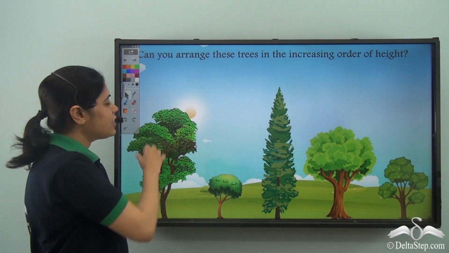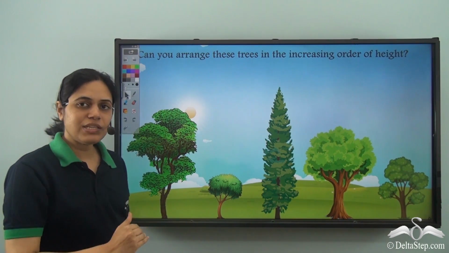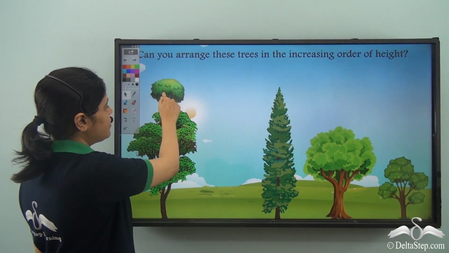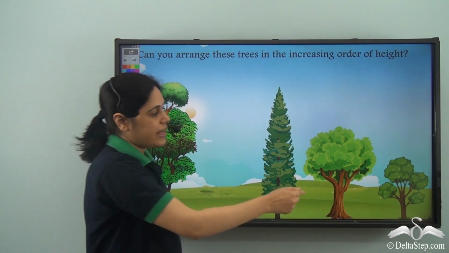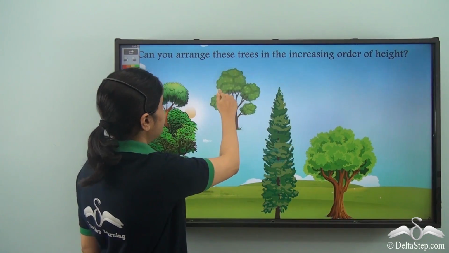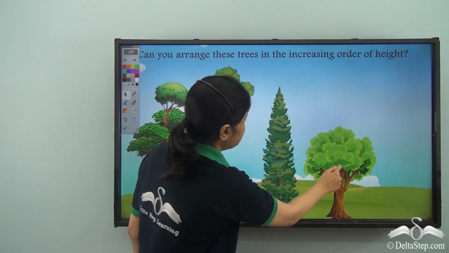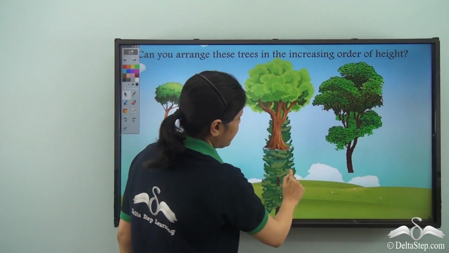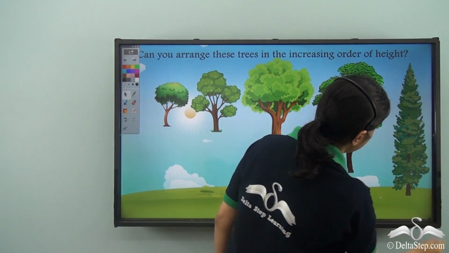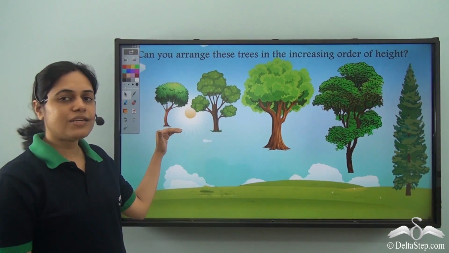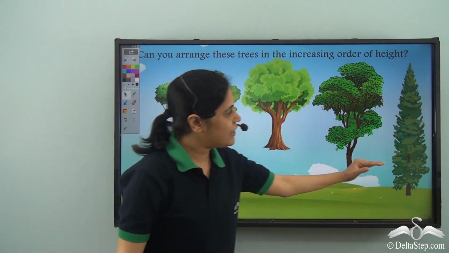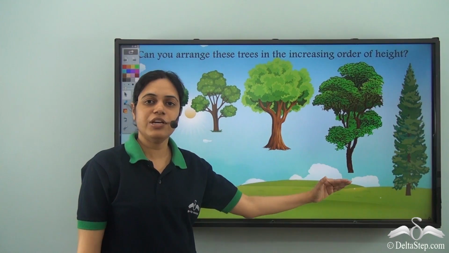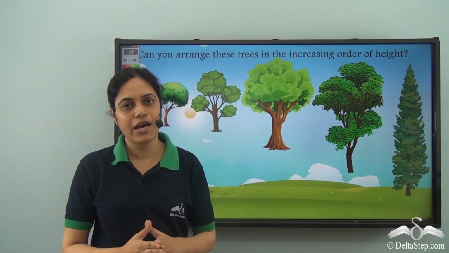So what do we mean by increasing order? The smallest one will come first. So this is the smallest one. This goes first. Next, I have this tree. Next, I have this. Then this and then this. So I see that this is the shortest tree and this is the tallest tree. So these are the trees arranged in increasing order of their heights.